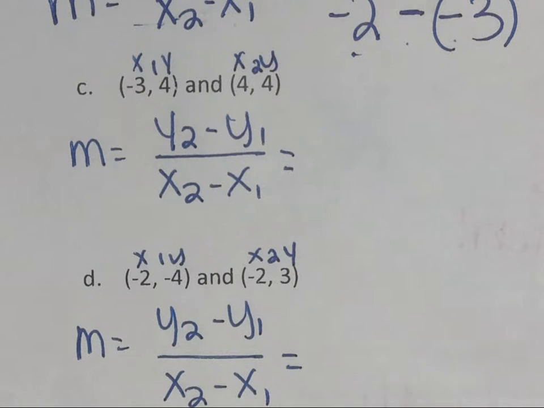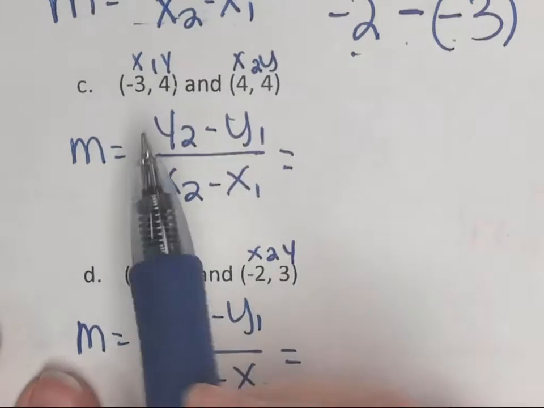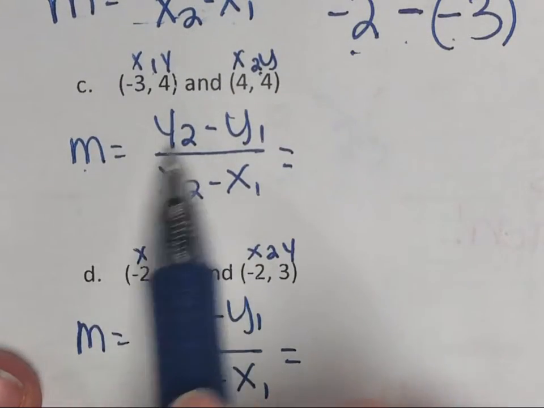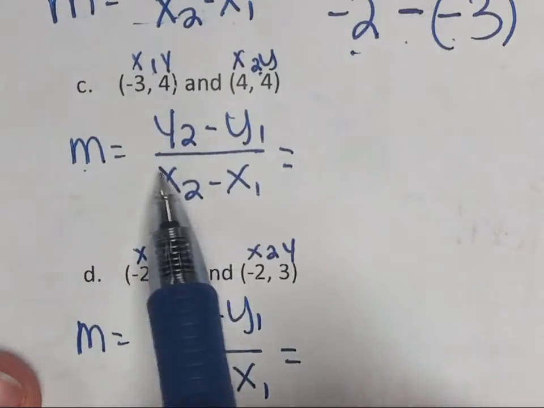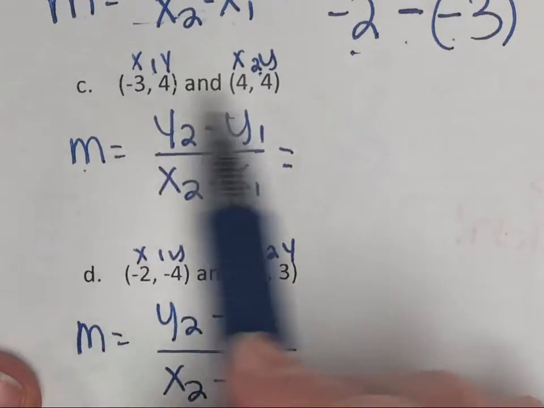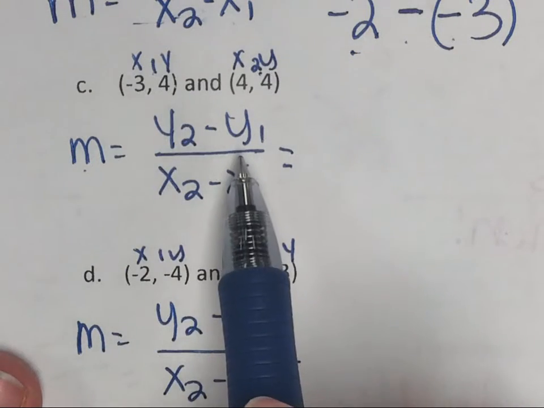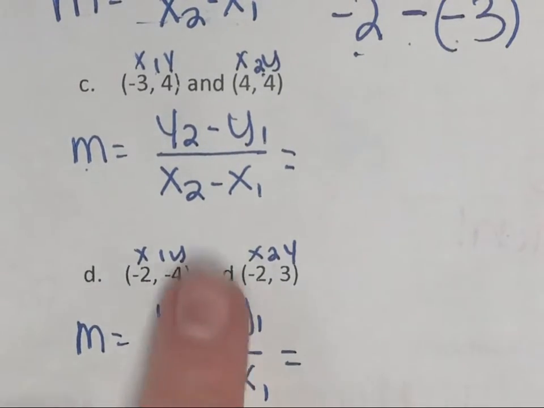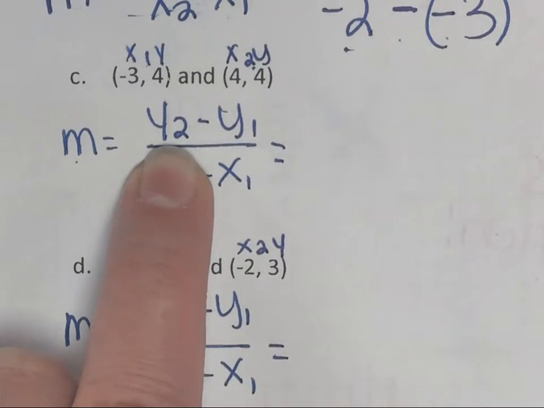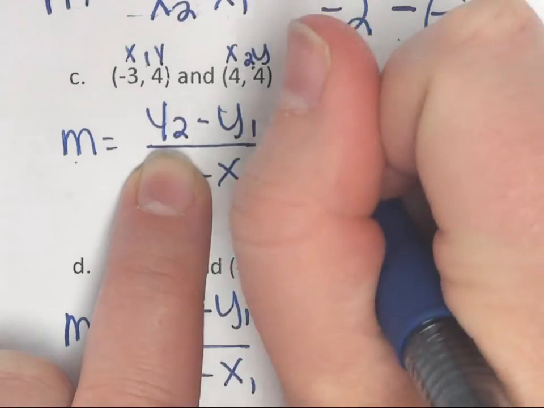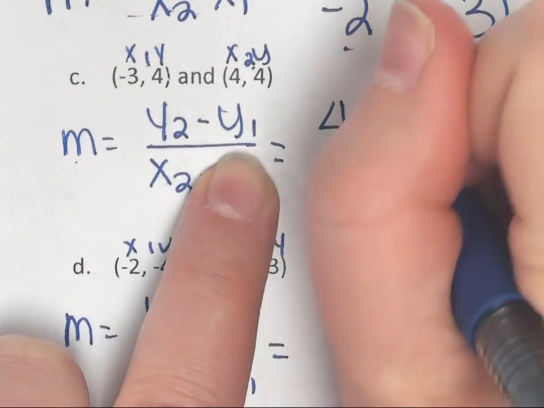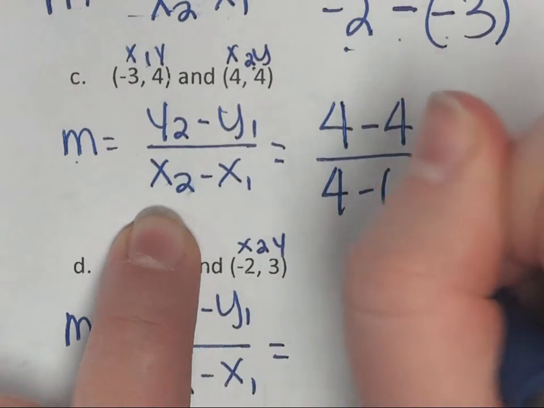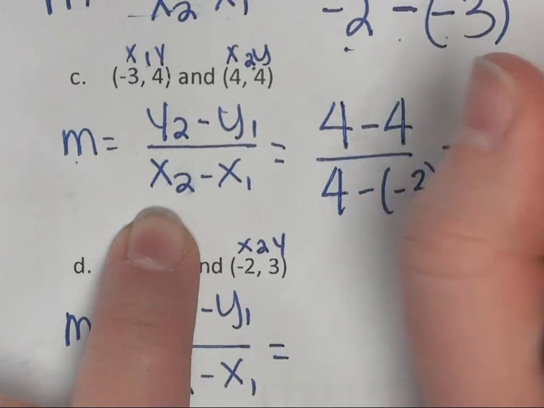Okay. So on C, we have xy, coordinate 1, coordinate 2. M, the slope, is equal to y2 minus y1 over x2 minus x1. If you label incorrectly or write your formula down incorrectly, you are going to do this incorrectly, okay? So y2, what did y'all plug in? 4 minus 4 over 4 minus -3. Good, 4 minus negative 3.